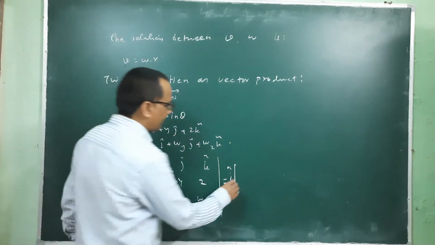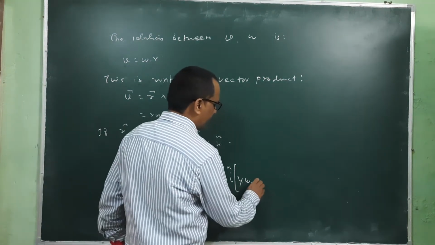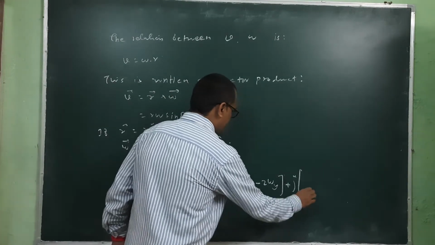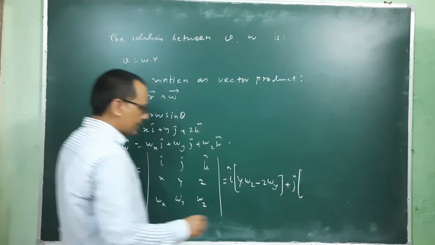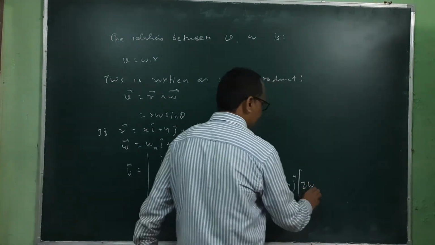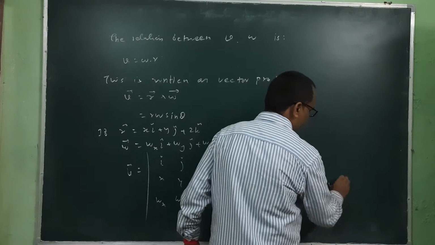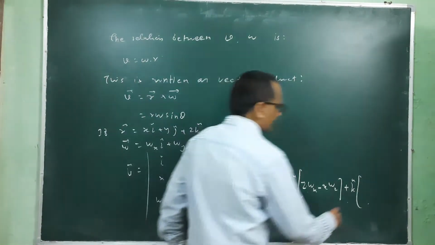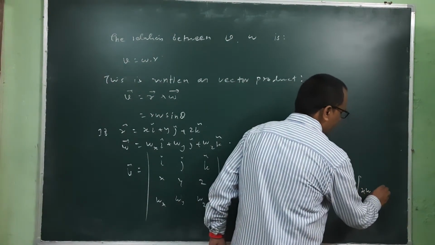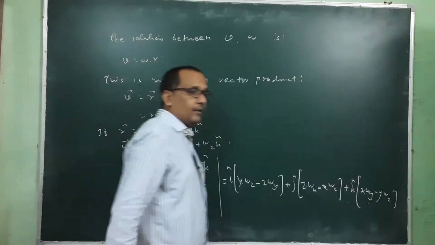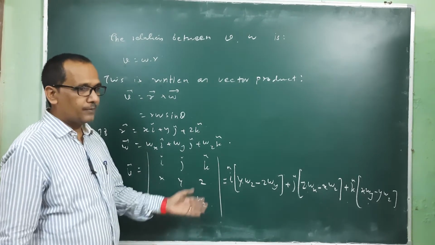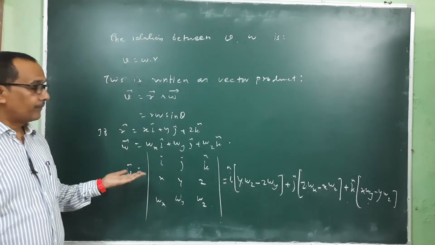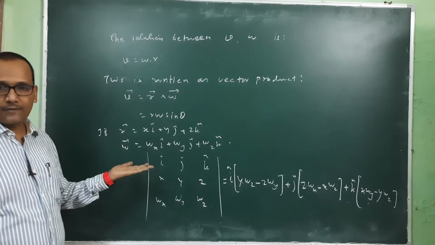This can be written as equal to i cap, and just let this row and column, y multiplied by omega z, we are starting from left, minus z omega y, plus j cap, and now we are starting from right, z multiplied by omega x minus x omega z, and plus k, now again starting from left, x omega y minus y omega x. So the cross product of two vectors is performed like this if they are given in terms of their components along the x-axis, y-axis and z-axis.